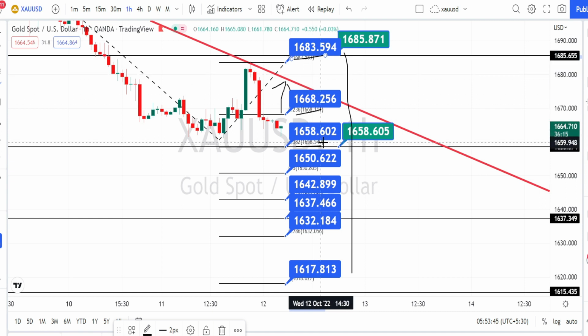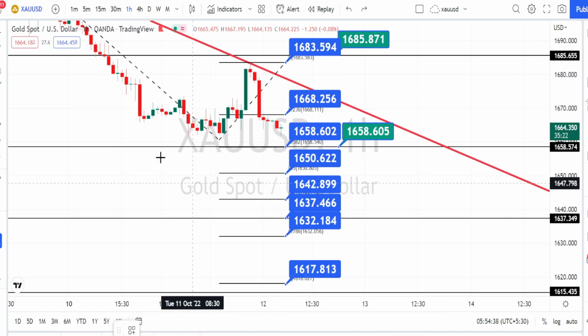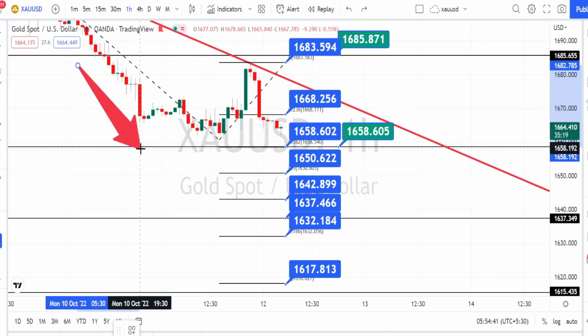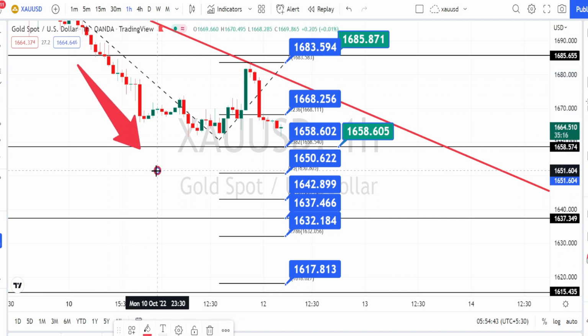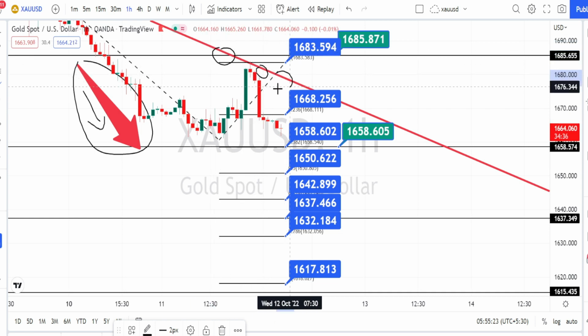And if the price action breaks the support level of 1658, next level of support is going to be around 1650, 1642, 1637, 1632 and 1617. And this level of 1658 is a very strong support for the current price action from the daily time frame. Wait for it to break this support level in order to enter into the bearish side trade in hourly time frame also. And current trend of the price action in hourly time frame is also on a bearish trend for now, as long as it is trading below this resistance line from the 4 hours time frame.